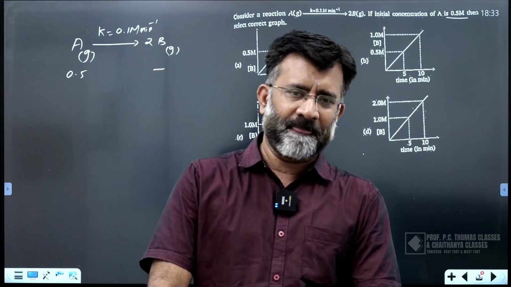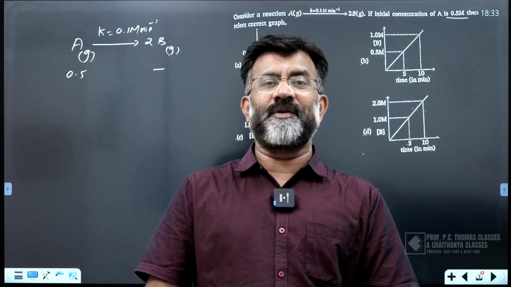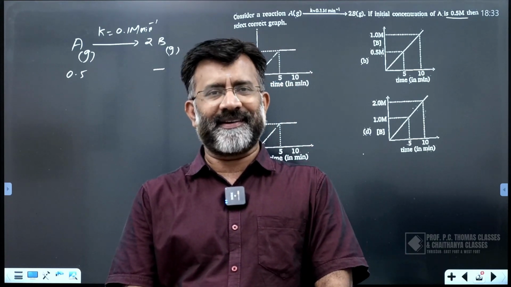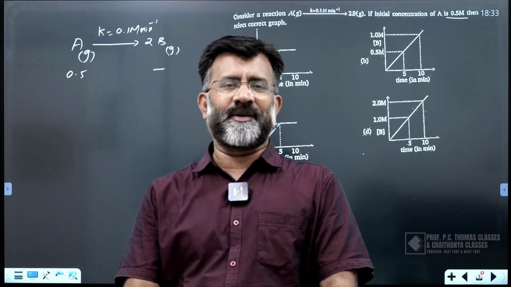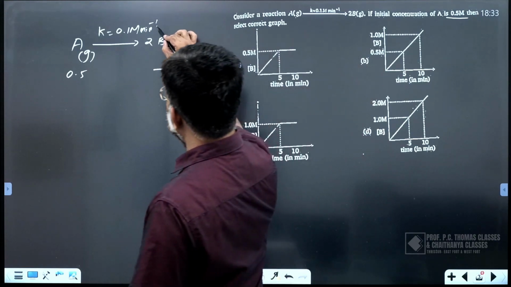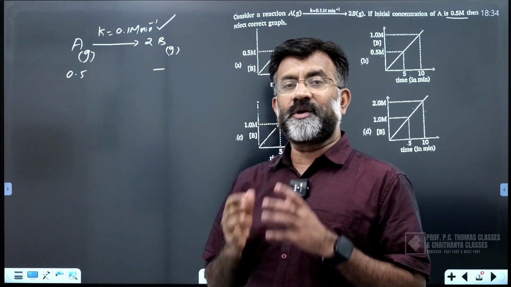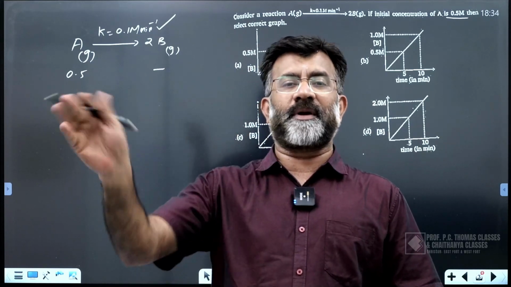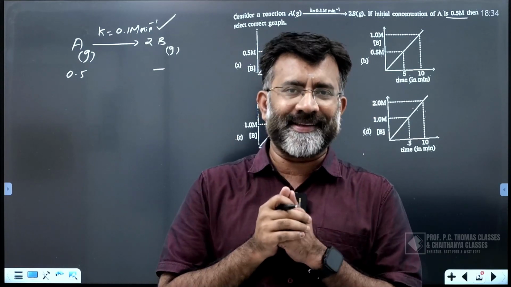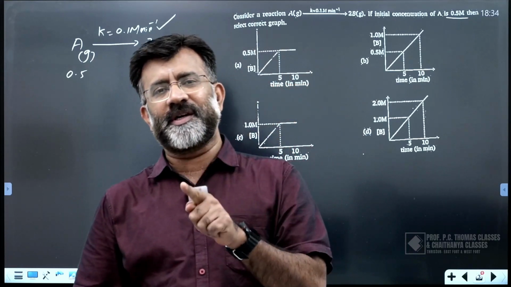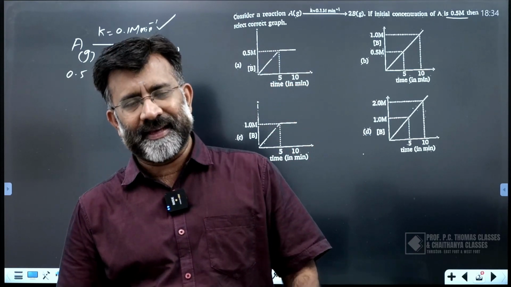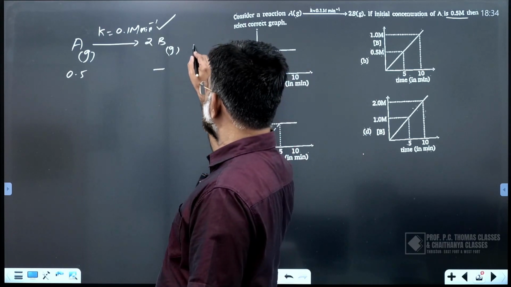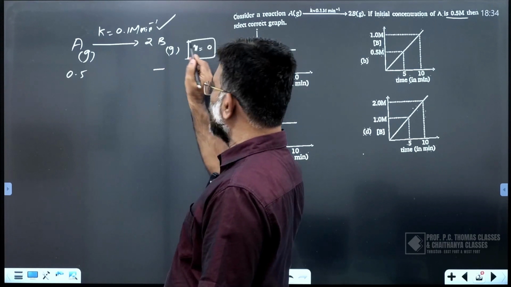So first of all, it's a matter of understanding what is the order of the reaction. It is basically zero order kinetics. How do we come to know it is zero order kinetics? From the unit of K you can understand. Unit of K is given as molar per minute, which means mole per liter per minute. For a zero order kinetics, K unit will be concentration by time, that is the unit of the rate itself. So it is a zero order reaction.